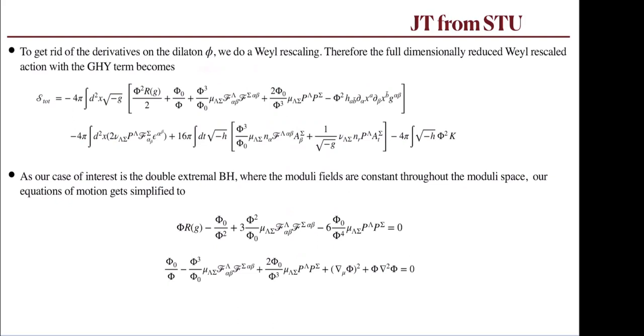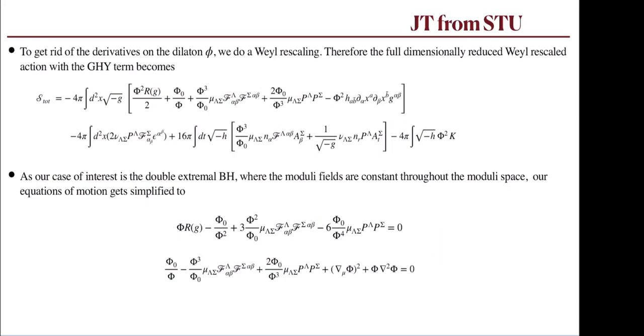And you end up with a simpler theory. In our case, we are also considering the double extremal situation, where the moduli fields, the scalars, have the same value over the full moduli space. So these, you see, are your moduli space derivatives, this alpha and beta. These terms will also go away for our situation, making our life simpler. So we'll get a simple action and a single equation of motion, which is this.